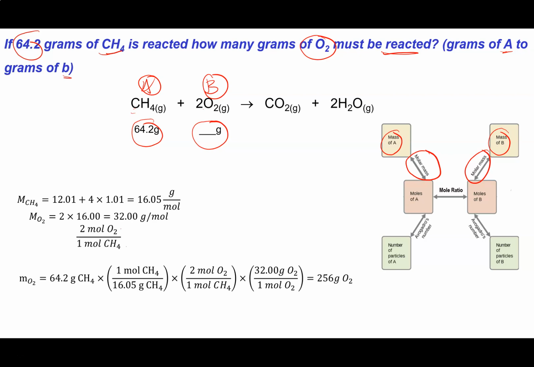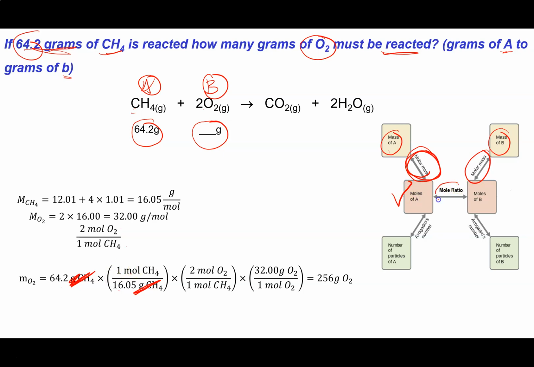So now I've got to put it all together. I'm going to begin with my grams of A, my mass of A. So it's 64.2 grams of methane. That was given to me in the problem. Then I have to multiply that by its molar mass to get moles of methane. So I know that in 1 mole of methane, I've got 16.05 grams of methane. I want to make certain that I've got that correct. Yep. So now I'm there. So that's good, right?